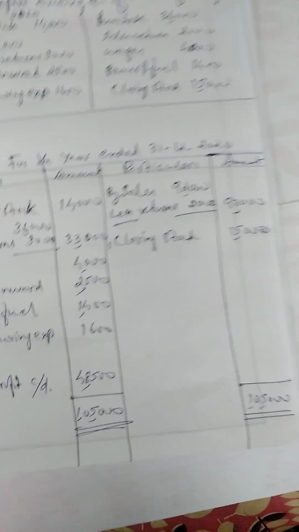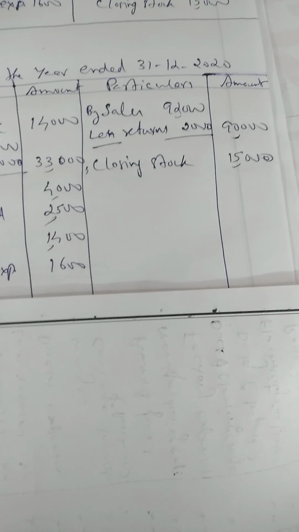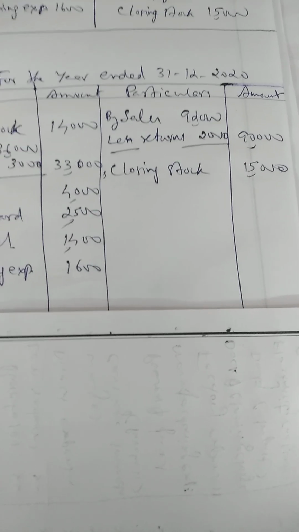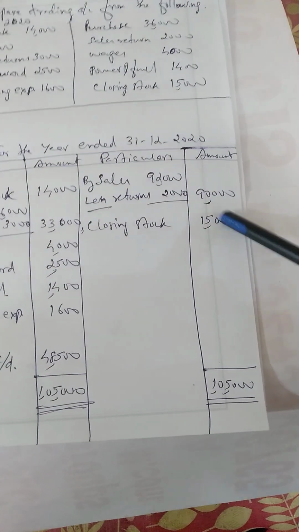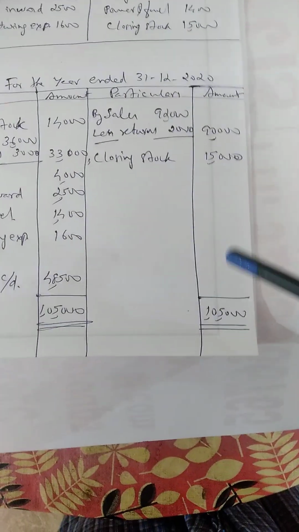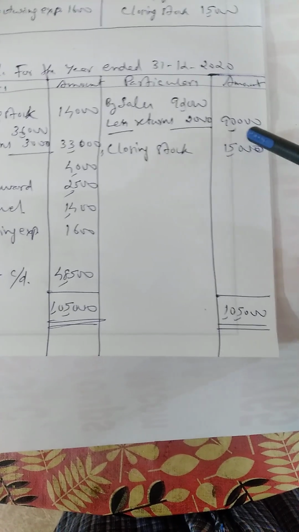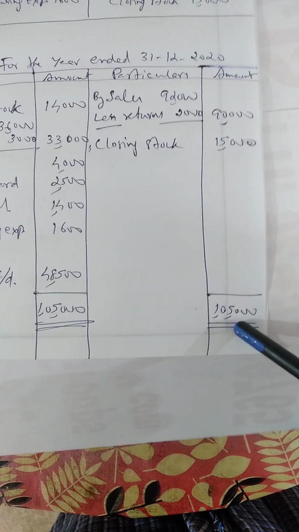So check which side has the highest total. This side and this side. You have to consider only items up to this, and check the total of both sides, the credit side and the debit side. And here the credit side has the highest total. Where is the highest total? That is to be shown on that side. Here is the highest total. This 90,000 plus 15,000 is shown here as a total.